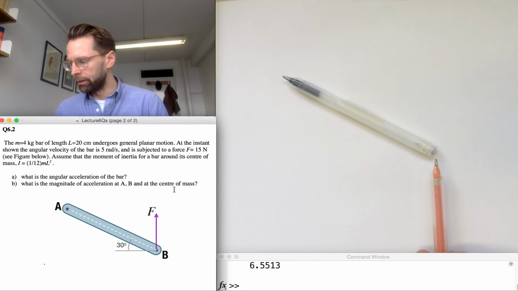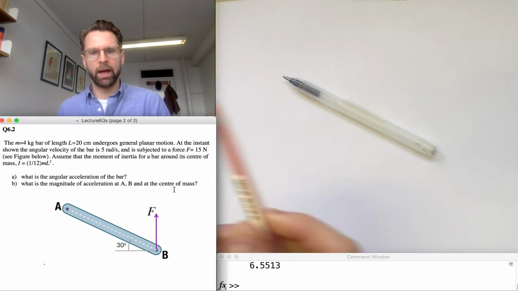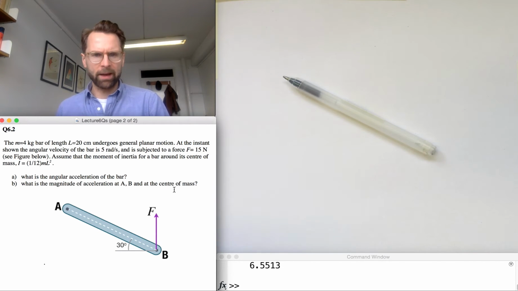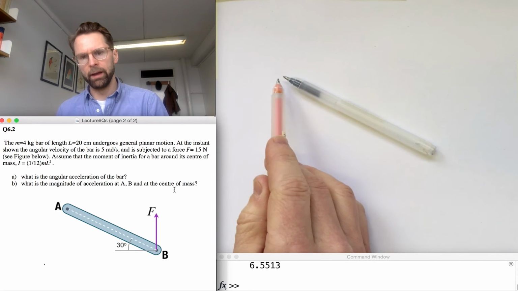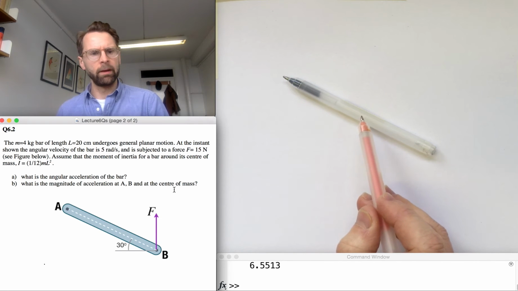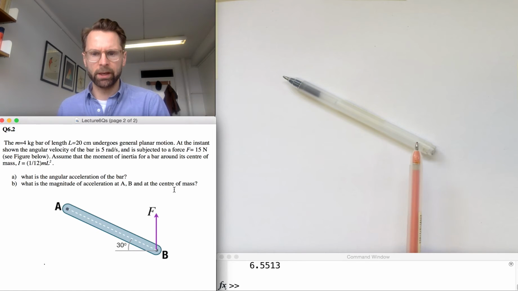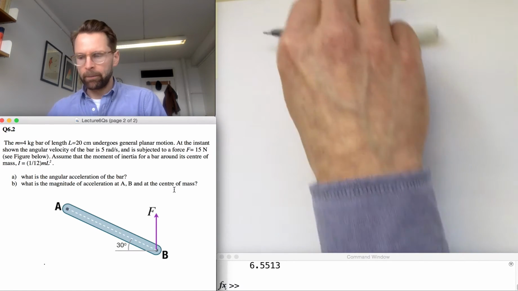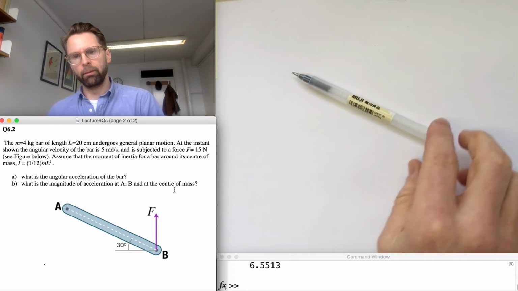force at one end. And it's just asking first of all, what's the angular acceleration of the bar, and what is the magnitude of the acceleration at the various points along it, so point A, point B, and the centre of mass. And we can assume it's a uniform bar, so it's a constant density bar, so the centre of mass is halfway along. So if you apply a force, then what is the acceleration at different points?